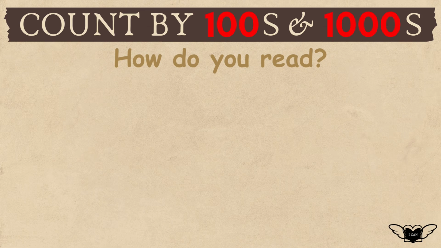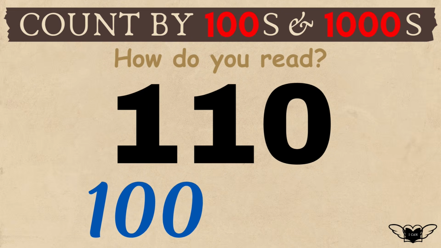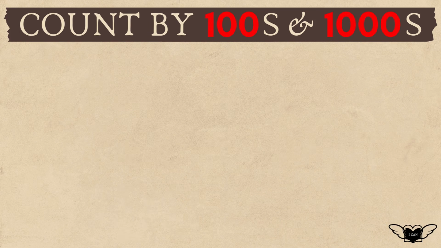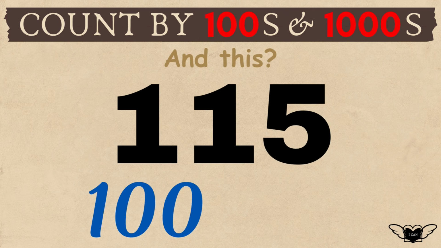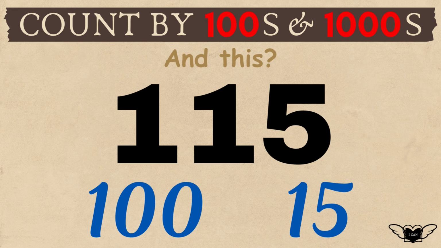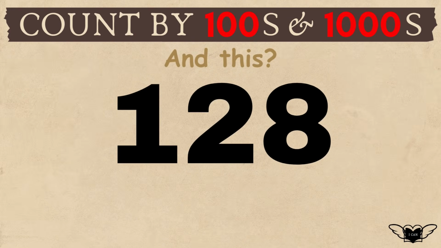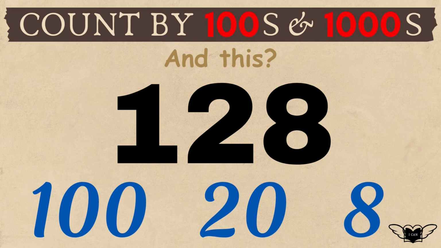Let's try this. How do you read this? 100. 10. 110. And this? 100. 15. 115. And this? 100. 20. 8. 128.